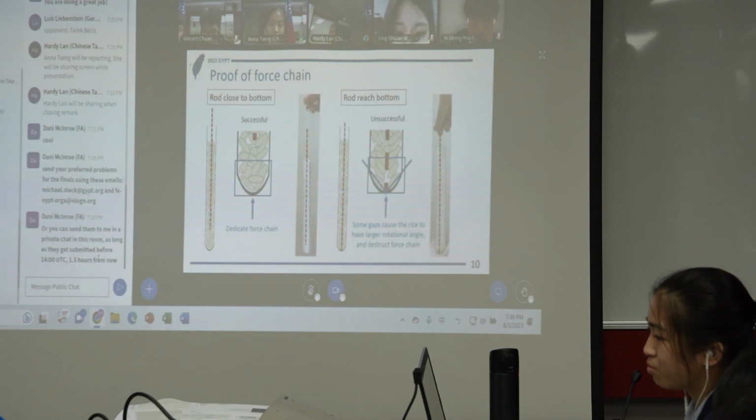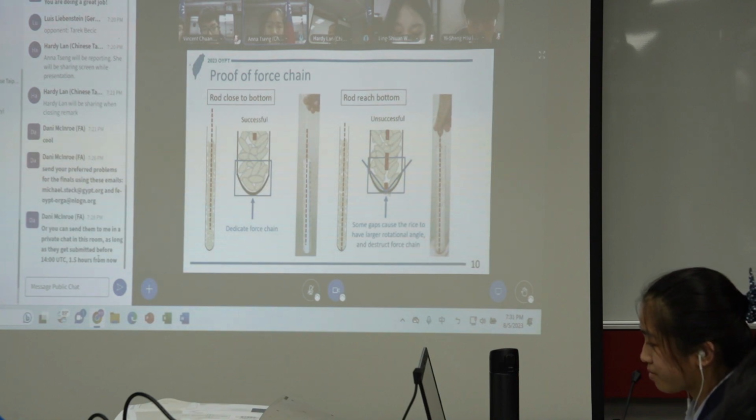We conduct this experiment by using a rod and a container whose bottom is curved. In this situation, the rod is close to the bottom, but it isn't directly connected to it. In the other one, the rod reaches the bottom and is already connected to it. So it may react to the boundary condition of a curved bottom.